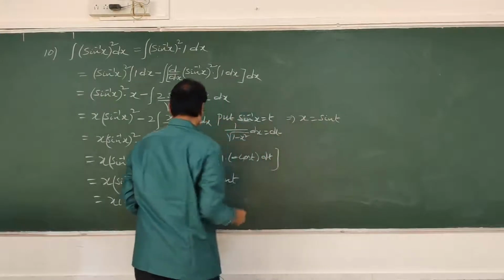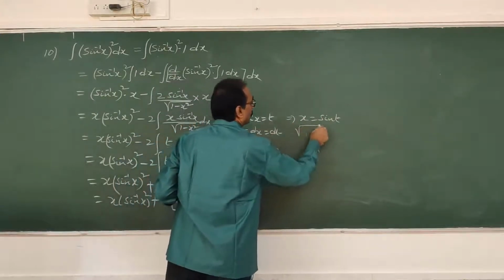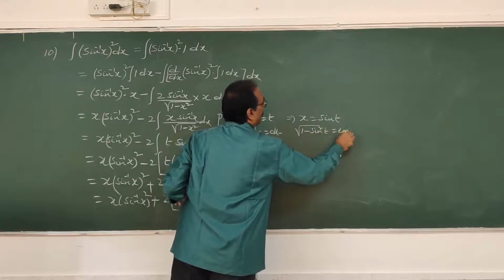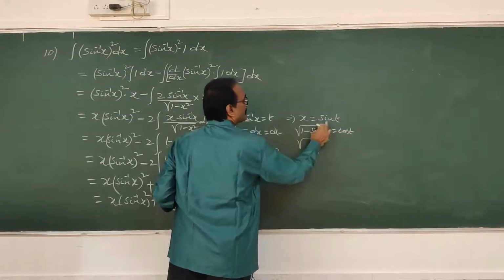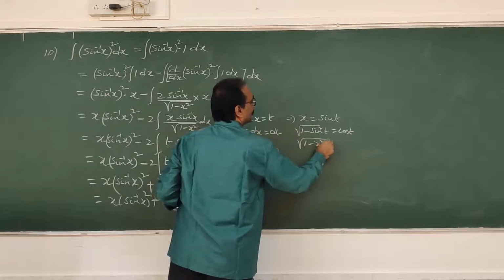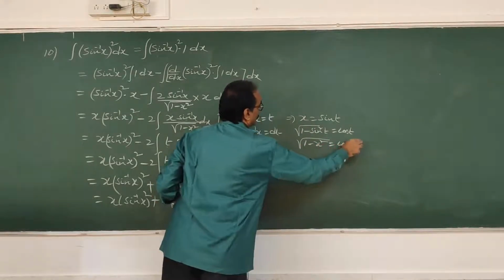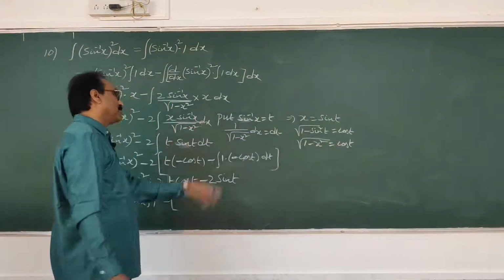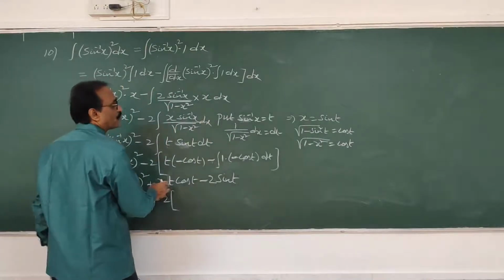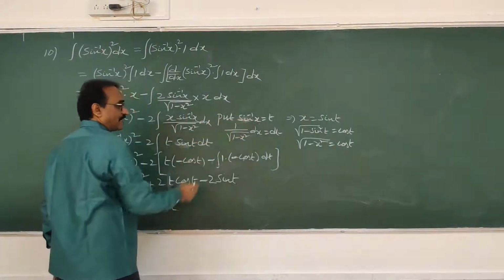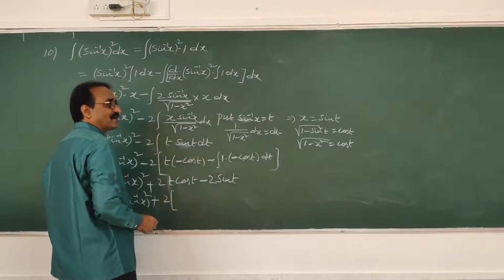You got it, you know. Now if you want cos t, what is it? Root of 1 minus sin square t is equal to cos t. Correct? What is sin t? x. So root of 1 minus x square is equal to cos t. You can do this in memory, in mind, but it is better to write it once again. So t means sin inverse x, and cos t means root of 1 minus x square.